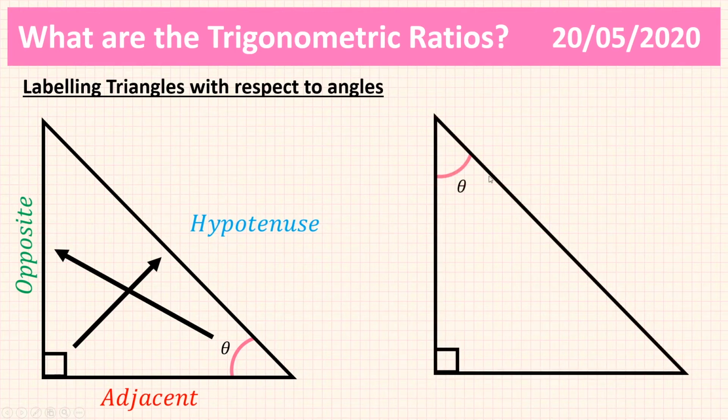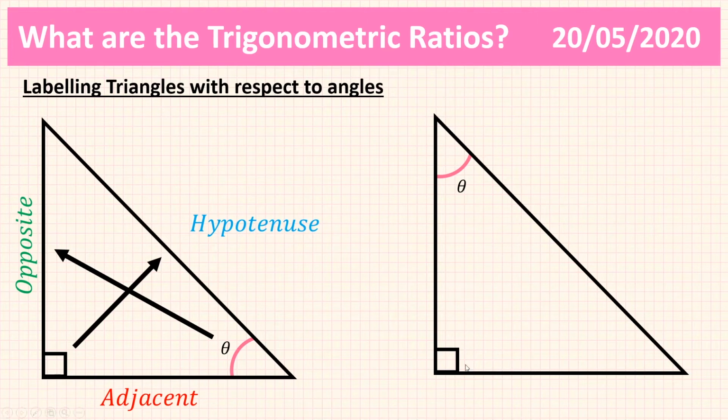So here's another one. I've moved the angle. We're going to do the exact same thing again. We're going to label the hypotenuse first. The reason we label the hypotenuse first is because we cannot apply Pythagoras and trig to non-right angle triangles. So we need to know if it's a right angle triangle first. So we always look for a right angle first.